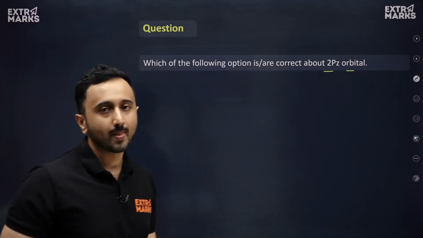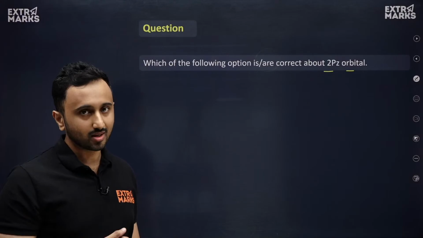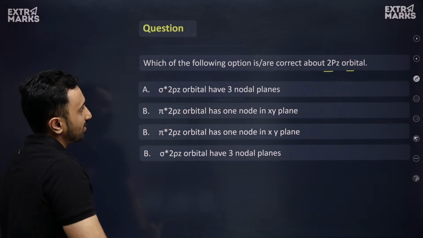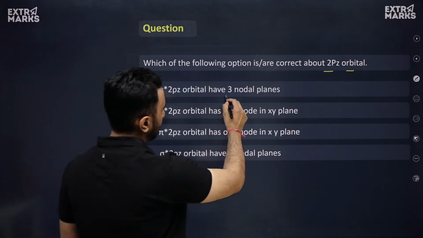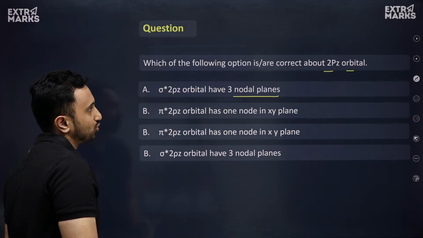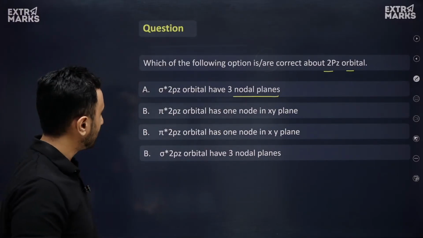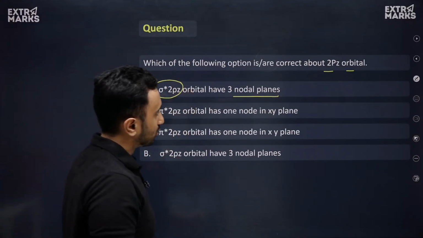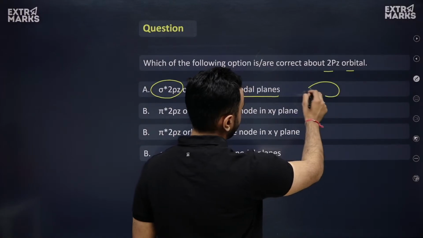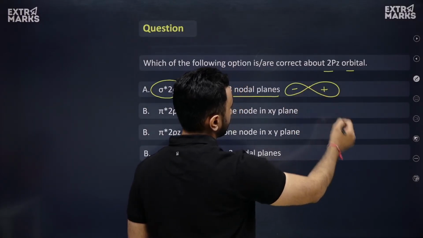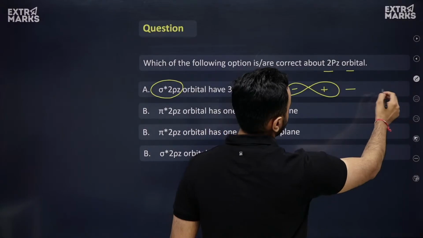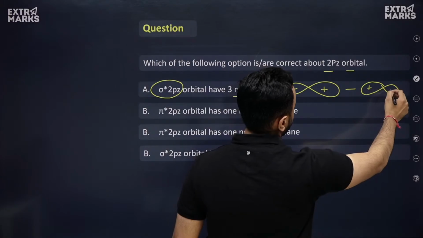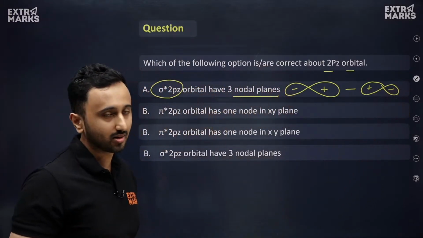So a question from inorganic chemistry, molecular orbital theory. The options are like this. Sigma star 2pz orbital will have 3 nodal planes. Let's see. Here we have 2pz and we need to make sigma star 2pz. How will we make it? 2pz is like this, plus minus, and when you subtract it, with this plus and minus to make the anti-bonding orbital, we need to do this.